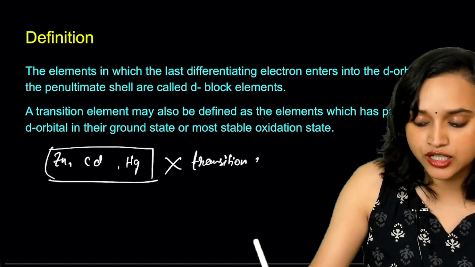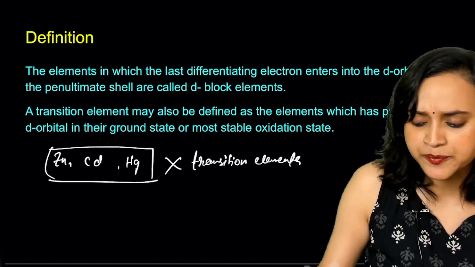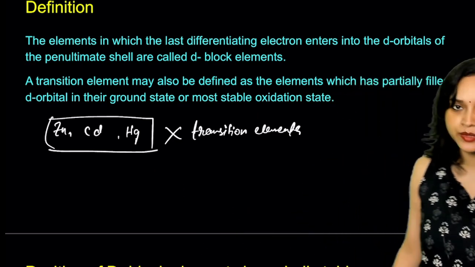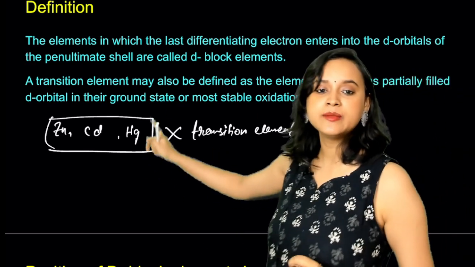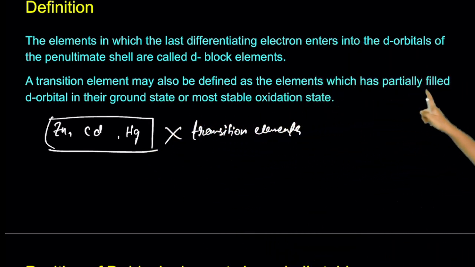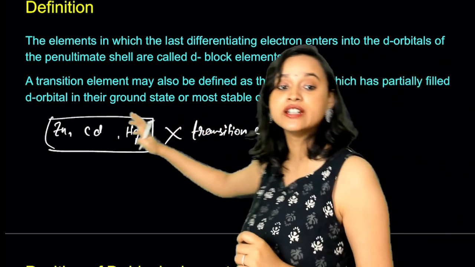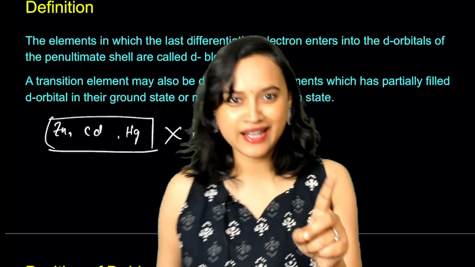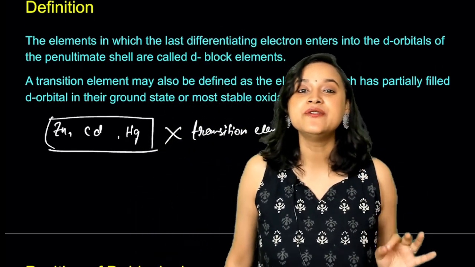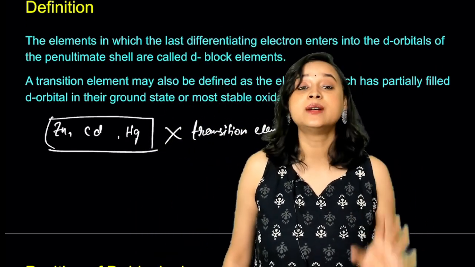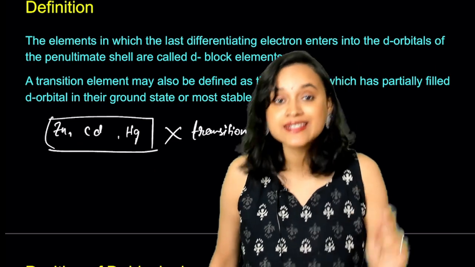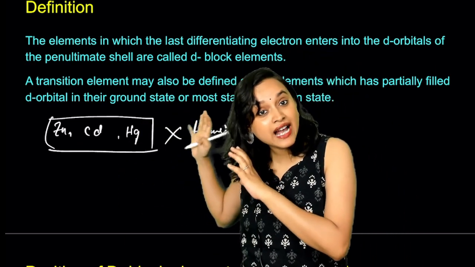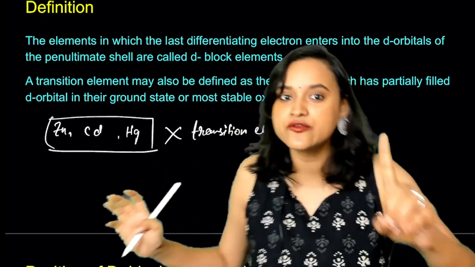However, yes, absolutely, they are d block elements. The question that comes to your mind is, ma'am, why are they not transition elements? Because what is written here is that it has a partially filled d orbital. If you look at the electronic configuration of zinc, cadmium and mercury, you will find that they have completely filled d orbitals, and for that reason they are not transition elements, but they are d block elements for sure.